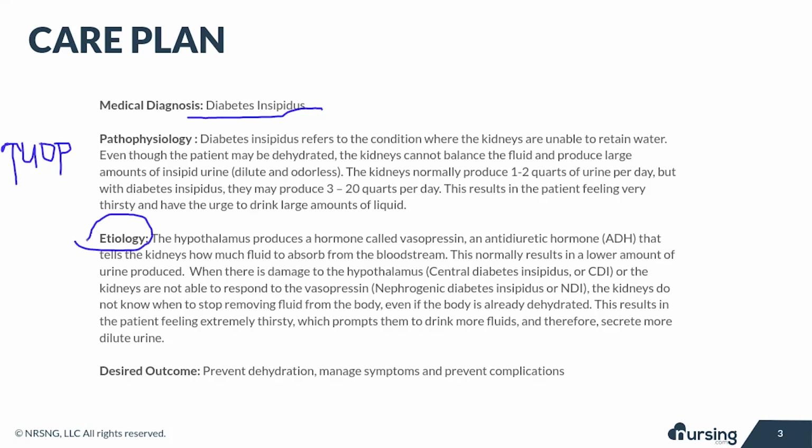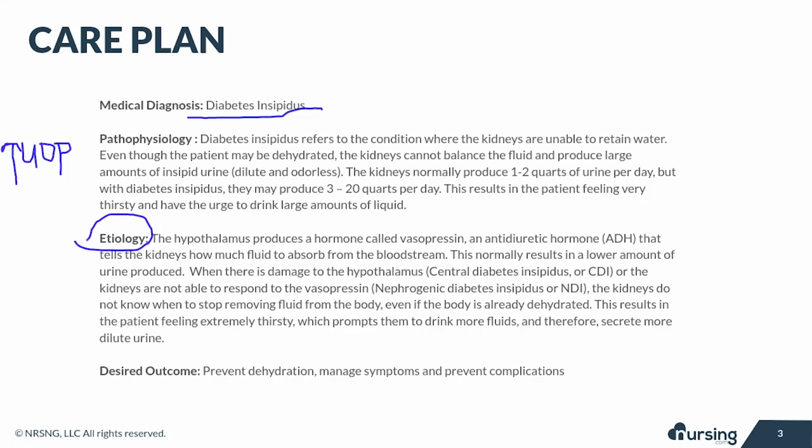Okay, so let's think a little bit about how this actually may happen. The hypothalamus in the brain is actually what secretes a hormone called vasopressin, which is an antidiuretic hormone. So this antidiuretic hormone is actually what tells the kidneys how much fluid they need to absorb. So usually vasopressin is released from the hypothalamus when the body needs to retain fluid for some reason. So maybe they've lost blood, but for some reason the body needs more fluid.